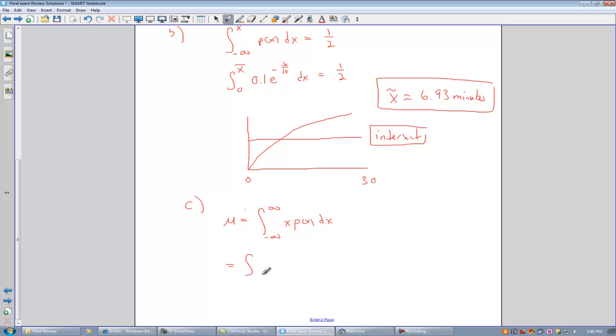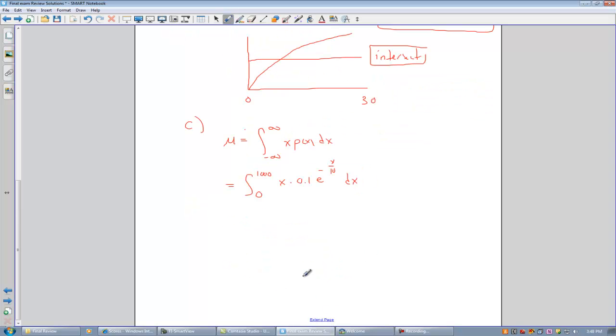Now remember, I'm starting at 0, so I start at 0. And I do go to infinity, but I don't think I'm going to wait in line that long, but I do want to get a good approximation, so maybe I'll go to 1,000 minutes, although I know I'd never wait in line 1,000 minutes. But if I go to 1,000, it should give me a really good estimate for my mean. And then I have x times, and I copy down what's there. So for my probability density function, I have 0.1 e to the minus x over 10 dx.